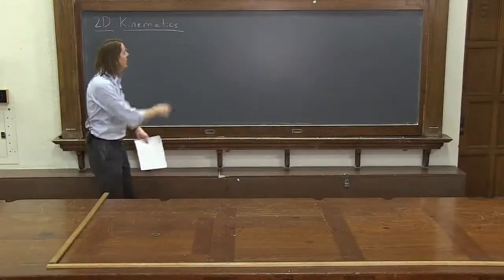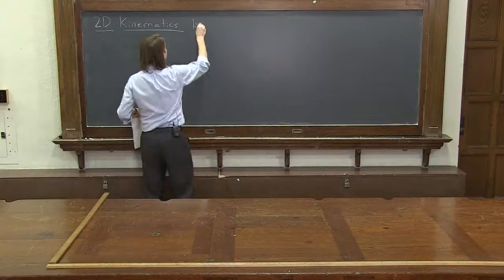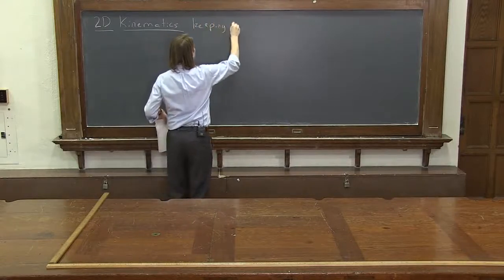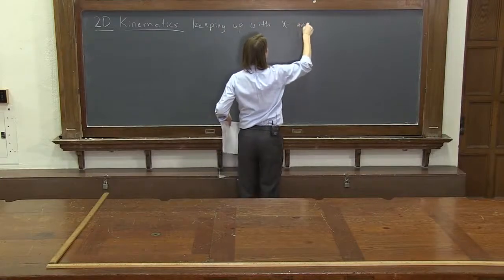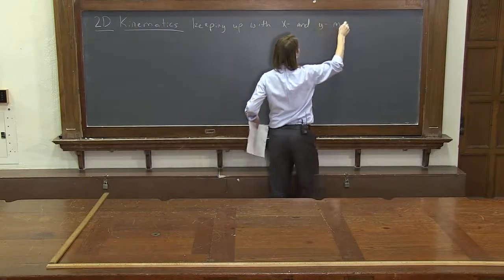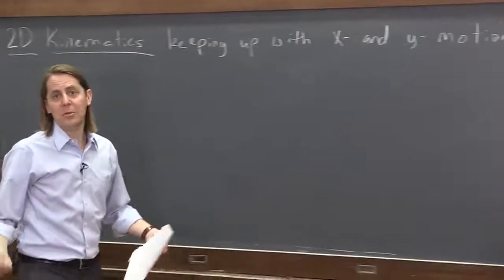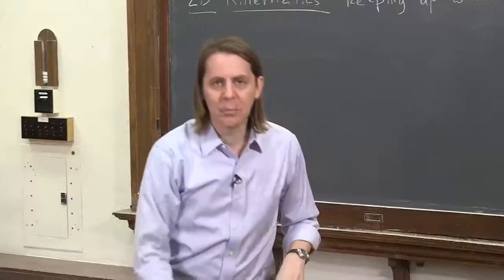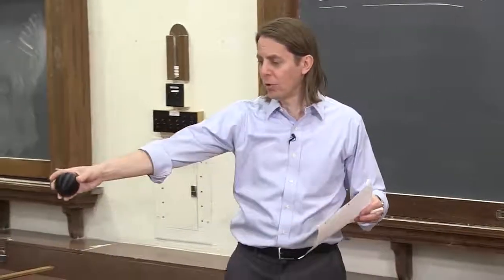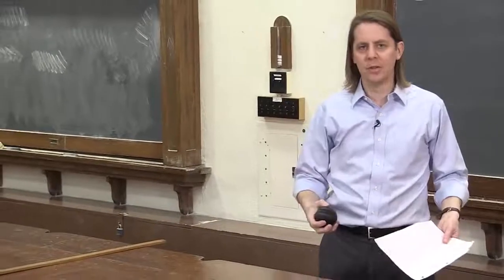Now we're going to talk about 2D kinematics. My simple definition of 2D kinematics is keeping up with x and y motion. It's really not that different from 1D kinematics. We just now have 2 dimensions to keep up with. Our demo of 2D kinematics is to have a ball roll on a 2D plane, and then we'll plot it and do the equations like we always do.